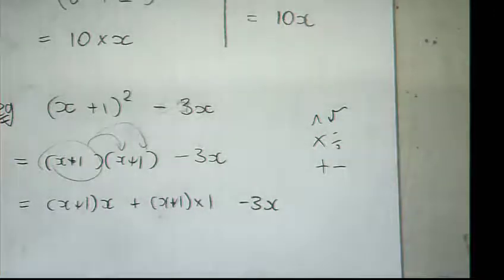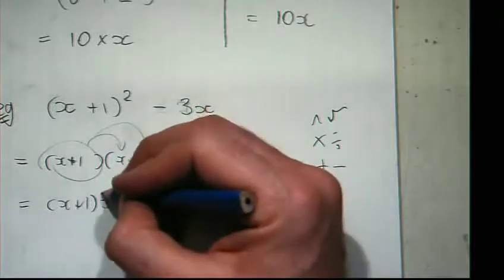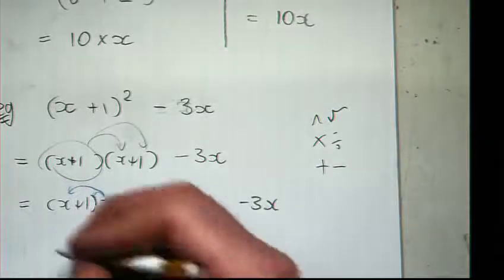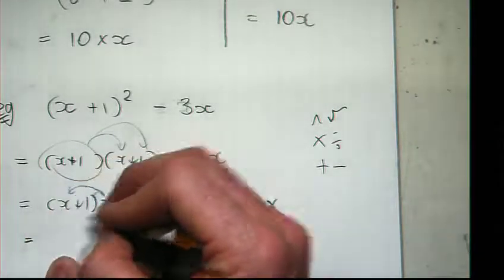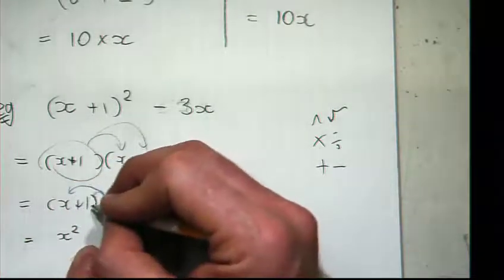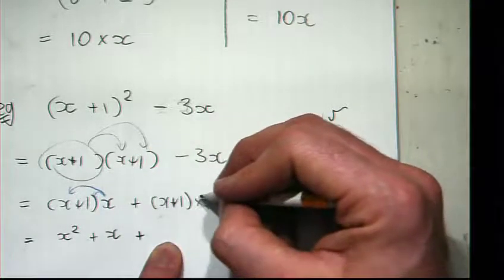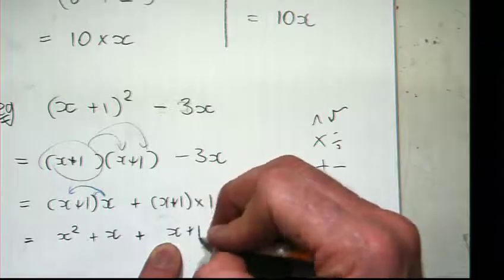But can't I do the same trick again? This one can be brought in here. And look, times 1 is the same as just not doing anything. So x times x is the same as x squared. 1 times x is x. X plus 1, anything times 1 is the same as what it was before.